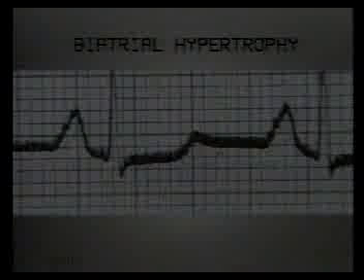SV1 is 19 millimeters and RV5 is 18 millimeters. SV1 plus RV5 is 37 millimeters, that is more than 35 millimeters. So left ventricular hypertrophy is present.